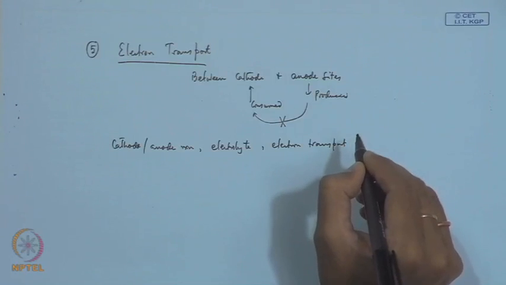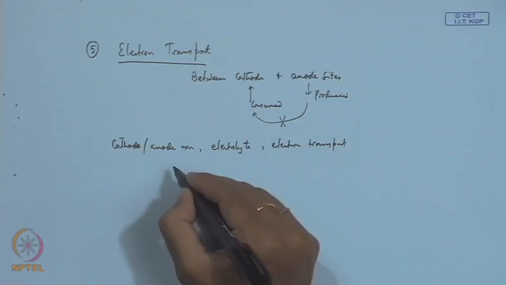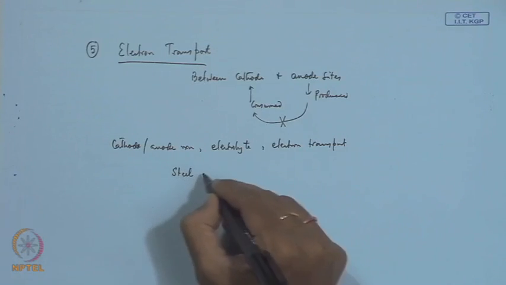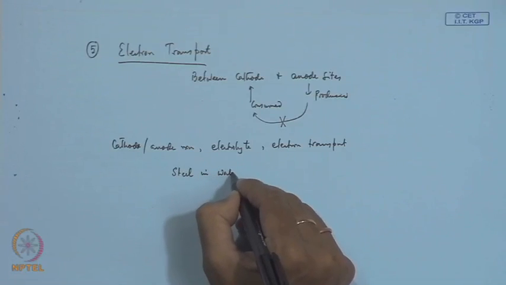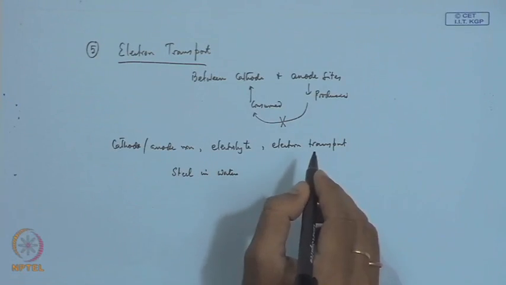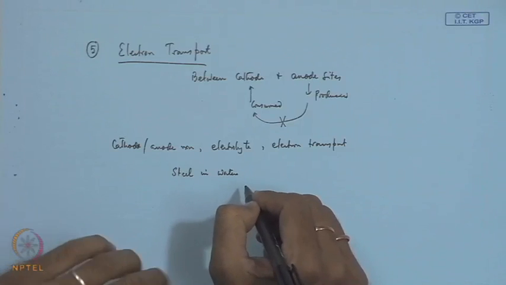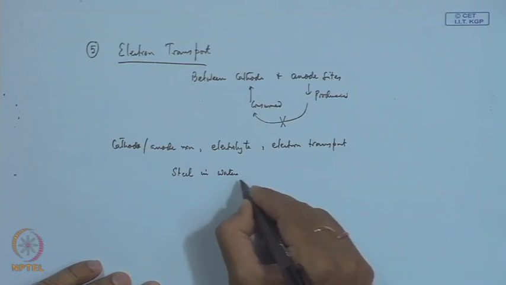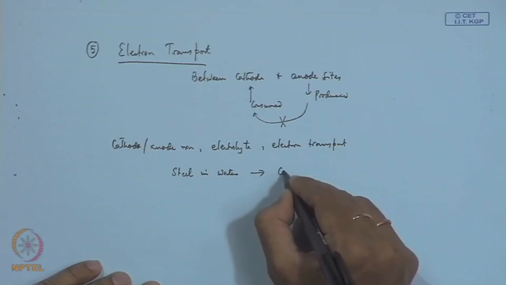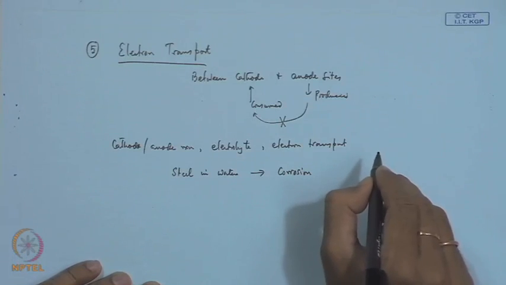These are the very important points. Okay. For example, many materials like steel, if we put steel in water, all these processes, as I mentioned, the half cell reaction, ion transport, electron transport, all these happen. Therefore, steel in water will undergo corrosion.